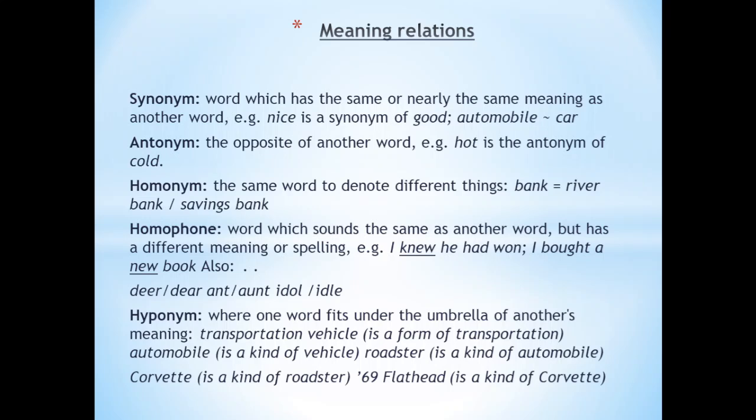Hyponymy, where one word fits under the umbrella of another's meaning. For example, vehicle is a form of transportation. Automobile is a kind of vehicle. Roadster is a kind of automobile. And Corvette is a kind of roadster. 69 flathead is a kind of Corvette. So each word stays under another bigger word.